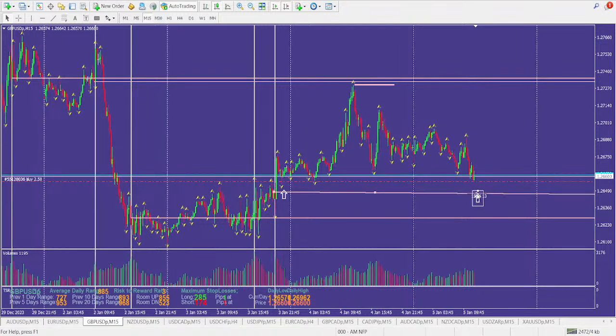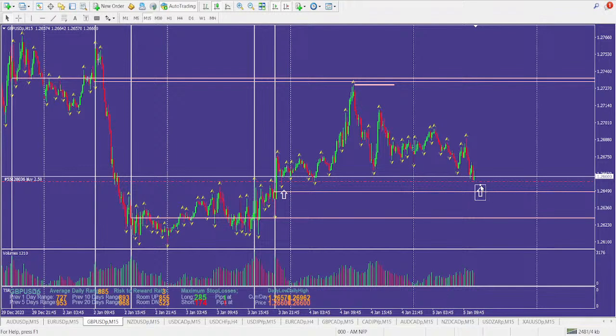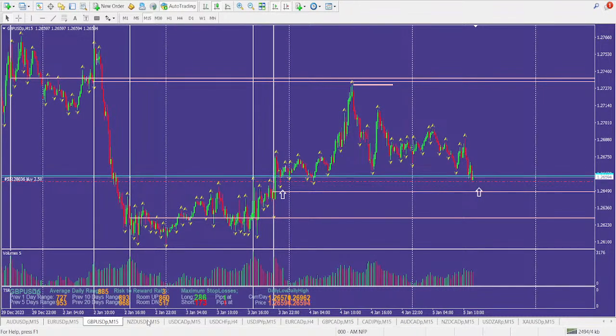GBPUSD. So right over here, look to buy on GBPUSD. Next one we'll have a look at is NZDUSD.